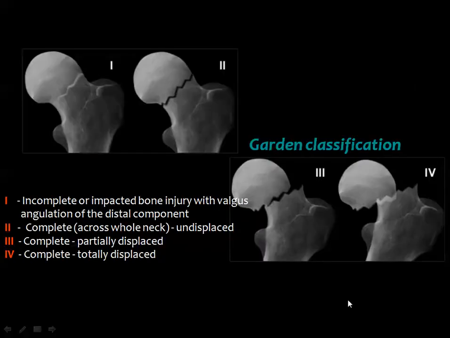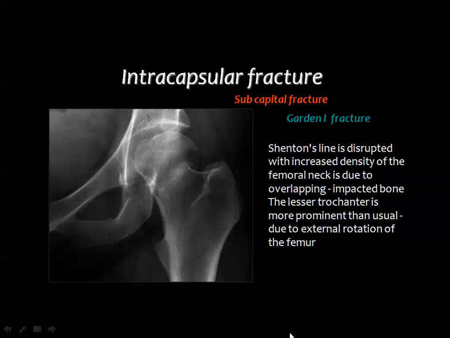These are the types of femoral neck fractures. Number one, or stage one or type one according to the Garden classification, is an incomplete or impacted fracture with valgus angulation of the distal fragment. Then incomplete undisplaced fracture, incomplete partially displaced, and incomplete totally displaced. And this is the Garden type 1 fracture with impaction. You see some rotation of the femoral head, and you can appreciate the impacted fracture line in the femoral neck.